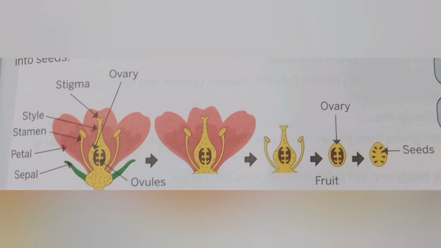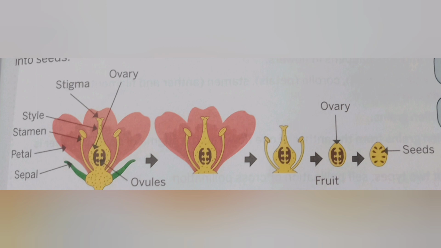The function of the flower is to help in fertilization. After fertilization, the flower becomes redundant, meaning the flower becomes dull. The sepals wither, then the corolla withers, followed by the withering of the stigma. Stamens and style also go. The ovary then develops into a fruit, and the ovules inside the ovary develop into seeds.